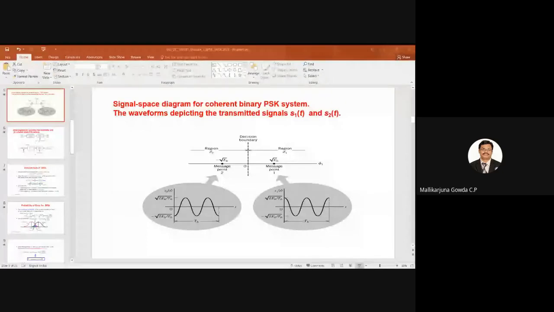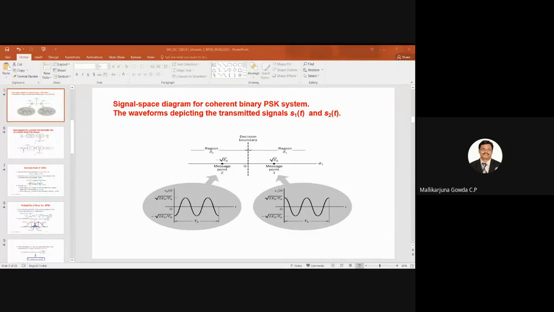So with respect to this decision, if the value of x1 is greater than 0, this is a threshold value, this is my decision boundary. If it is greater than 0, the decision device will take a decision in favor of symbol 1. If the value of x1 is less than 0, then the decision device will take a decision in favor of symbol 0. If the value of x1 exactly lies on the decision boundary, then it will be a random decision. That is, by tossing a coin, it will take a decision.